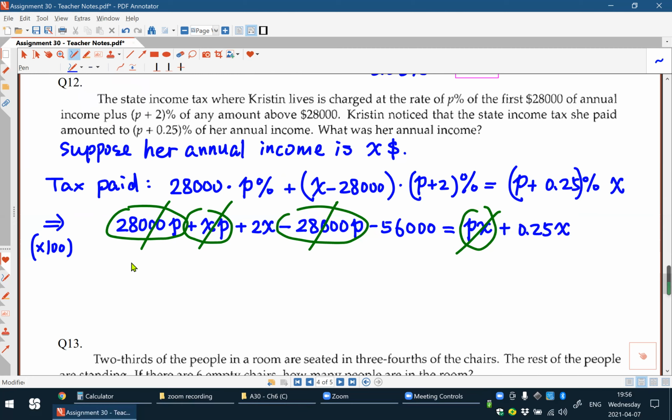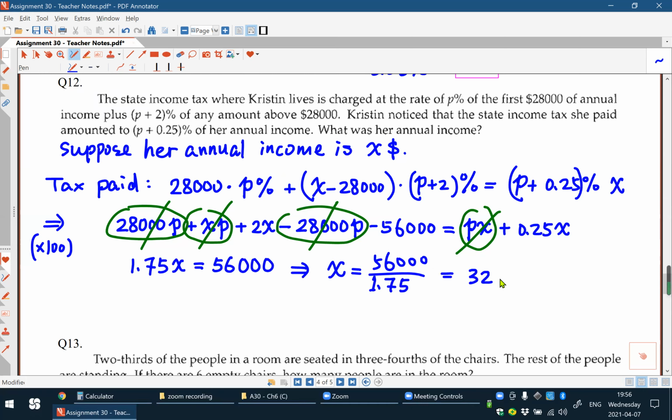Okay, so what do we have here? We have 1.75X equals 56,000. So that means X is 56,000 over 1.75, which is 32,000. Unit is dollars.